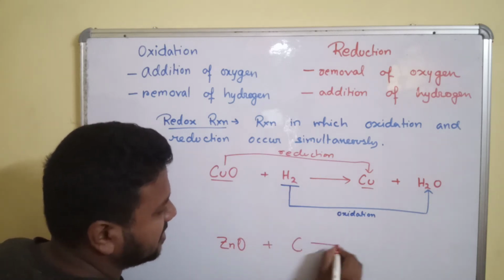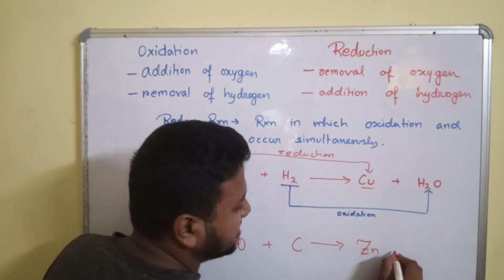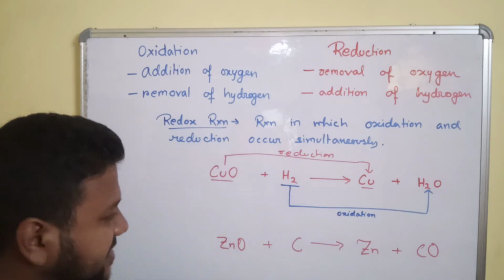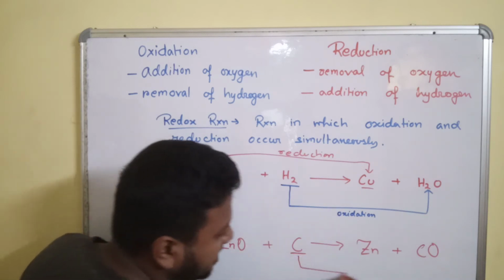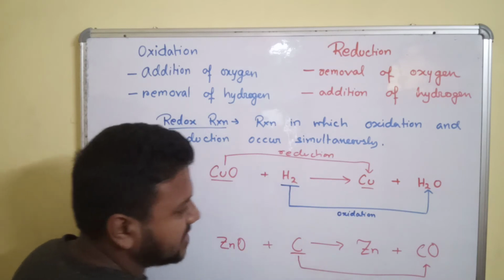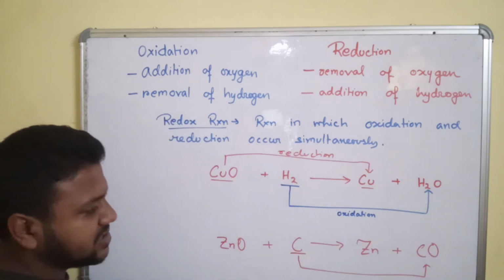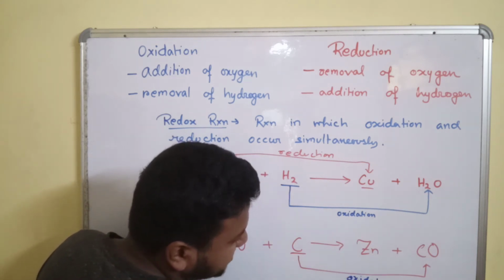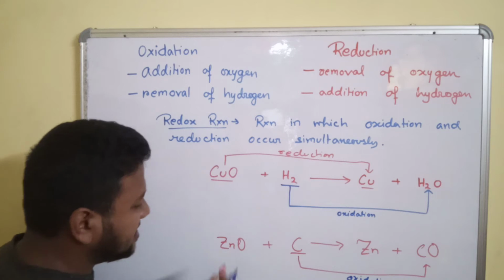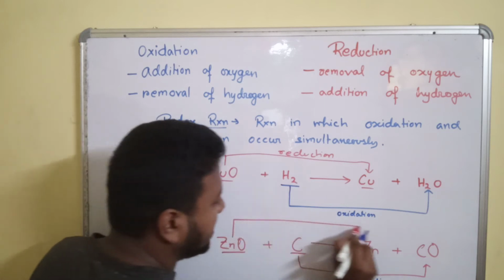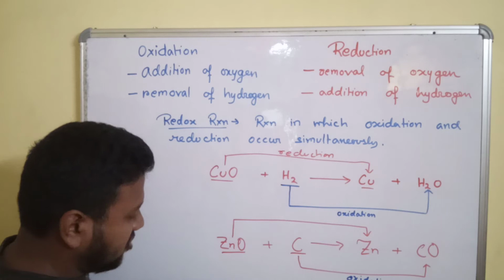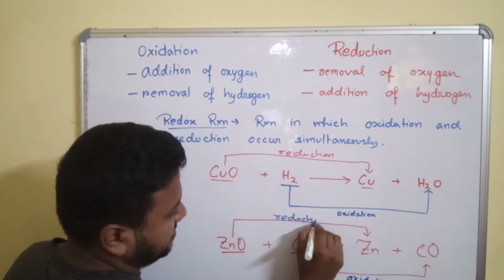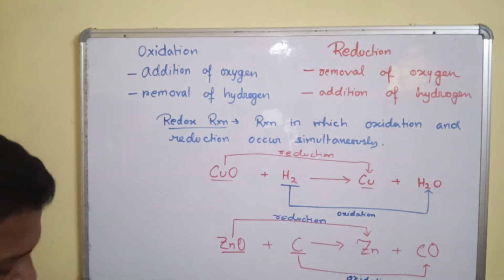Now let us take one more example, like zinc oxide reacting with carbon to give zinc and carbon monoxide. So in this reaction, we will see in this part, carbon to carbon monoxide, there is an addition of oxygen. So it will be called oxidation. Whereas in this part, there is a removal of oxygen. It will be called reduction.